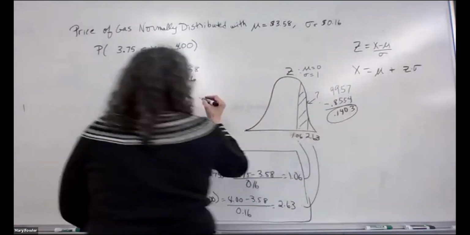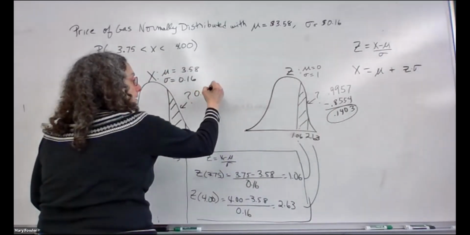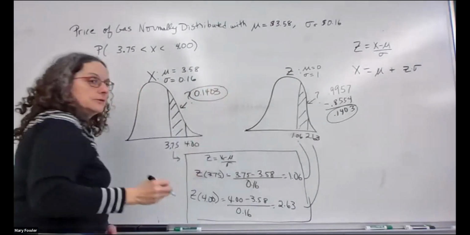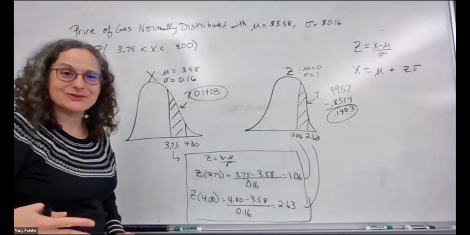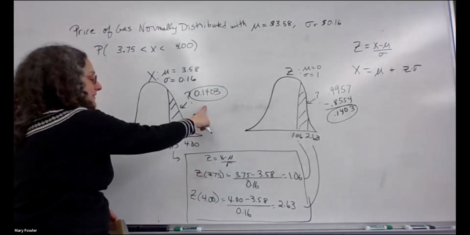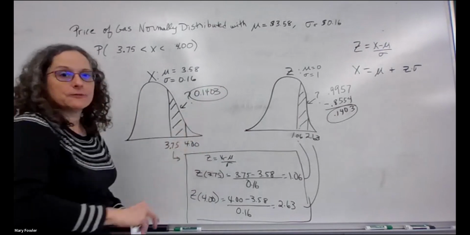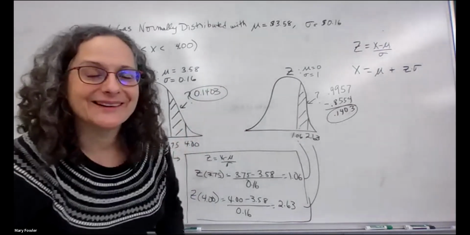Okay, and over here, this is the desired area. That is the probability that if you randomly choose a gas station in Massachusetts, the price of gas is going to be between $3.75 and $4. It's 0.1403.